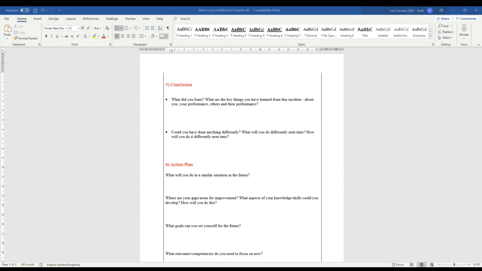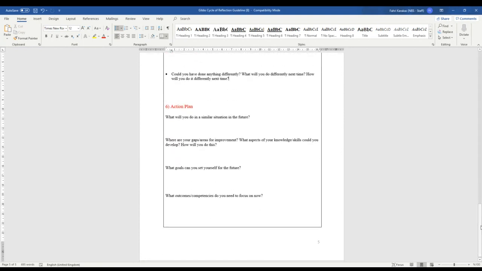Let's conclude with the action plan now. What will you do in a similar situation in the future? Where are your gaps, areas of improvement? What aspects of your knowledge or skills can you develop? What will you do next? Can you set some goals for yourself? What outcomes, competences do you need to focus on? And how will you develop them?